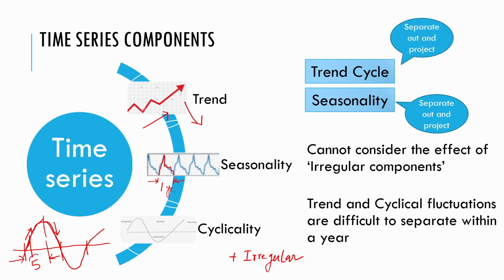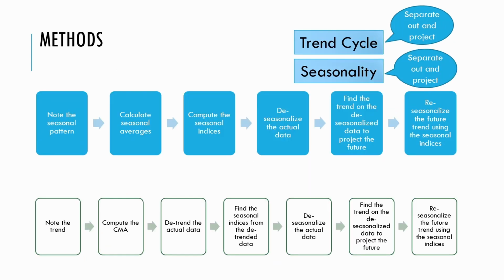And then what is the process? The process is we first separate out either trend cycle or seasonality, and then project the trend cycle and project the seasonality for the unknown period, and then we combine them. So that is the process. In order to implement that process, we have basically two methods. As I told you, we need to separate out the trend cycle and the seasonality, project them for the unknown period and then combine them again.